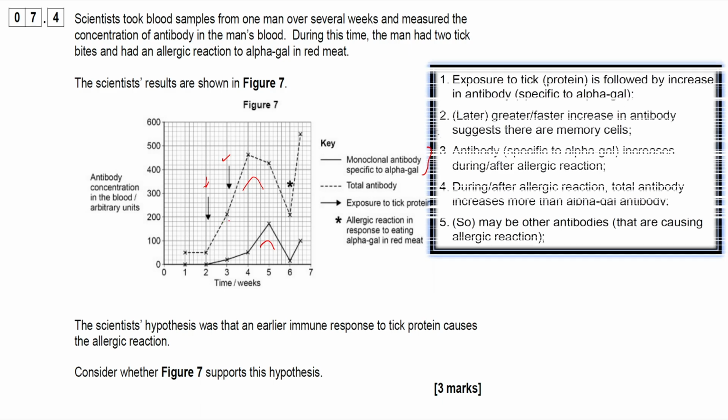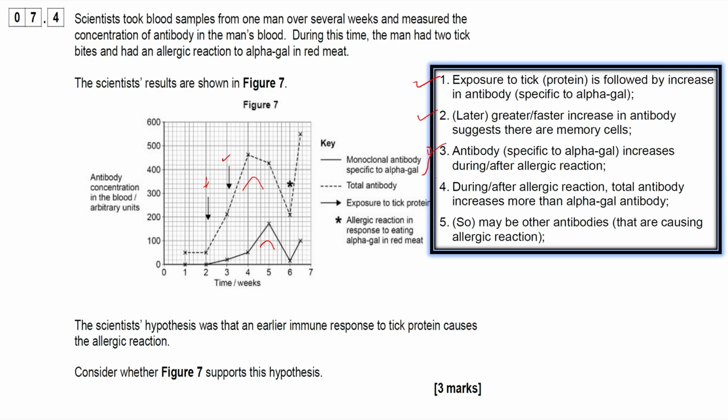So your answer should include all these points. Number 1, exposure to tick protein is followed by increase in antibody specific to alpha gal. Makes sense. Number 2, later, greater or faster increase in antibodies suggests that there are memory cells, which we just talked about. And then number 3, antibodies specific to alpha gal increases during or after allergic reaction.